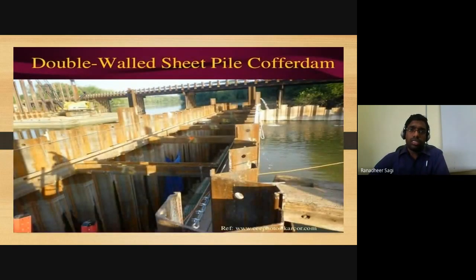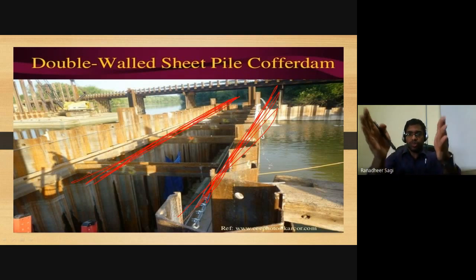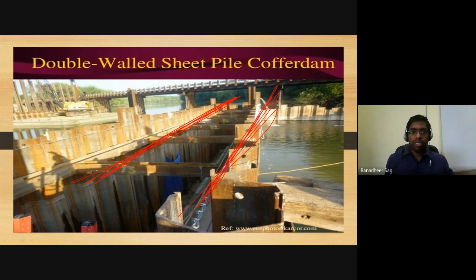Yeah, this is the typical case of your double wall sheet pile cofferdam. So I can show you, this is one sheet pile which is continuously running in the length direction, and there is another parallel set of sheet piles running in this direction, and these two sets of sheet piles running parallel to each other are connected by means of tie rods. This is one tie rod, this is another tie rod, this is another tie rod.